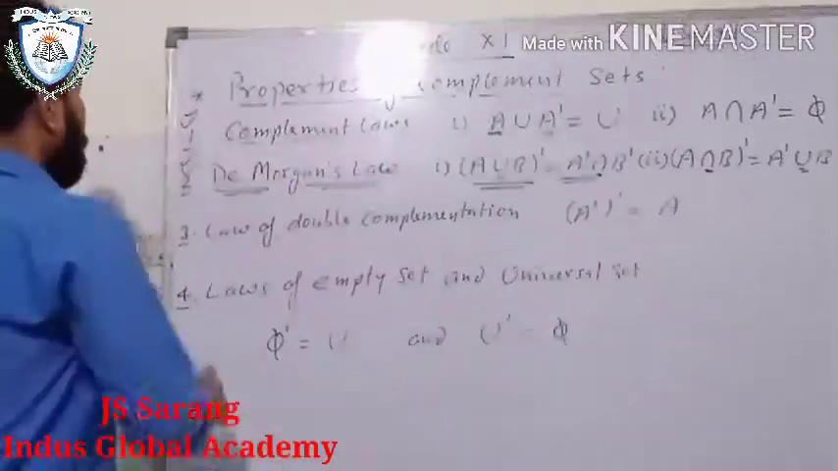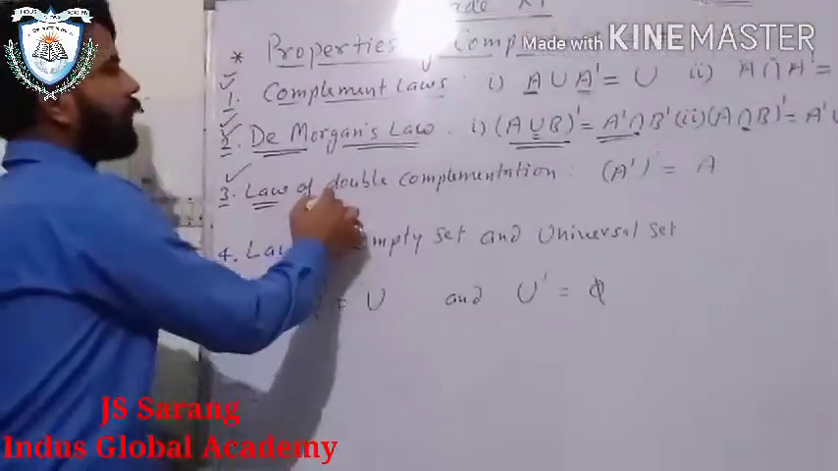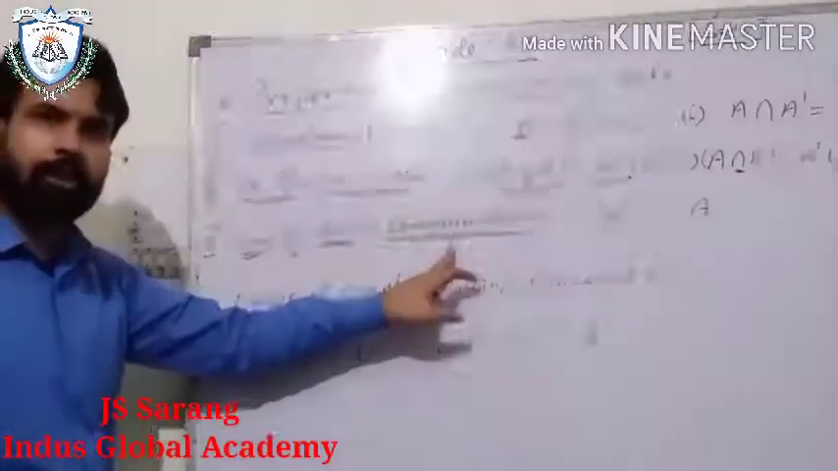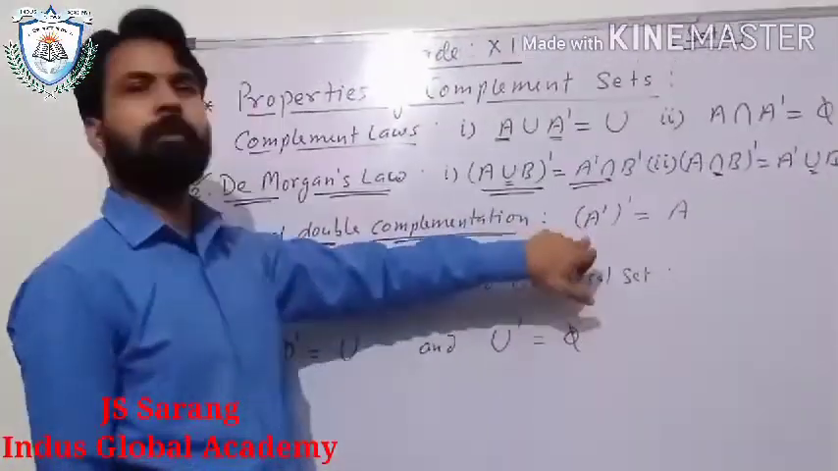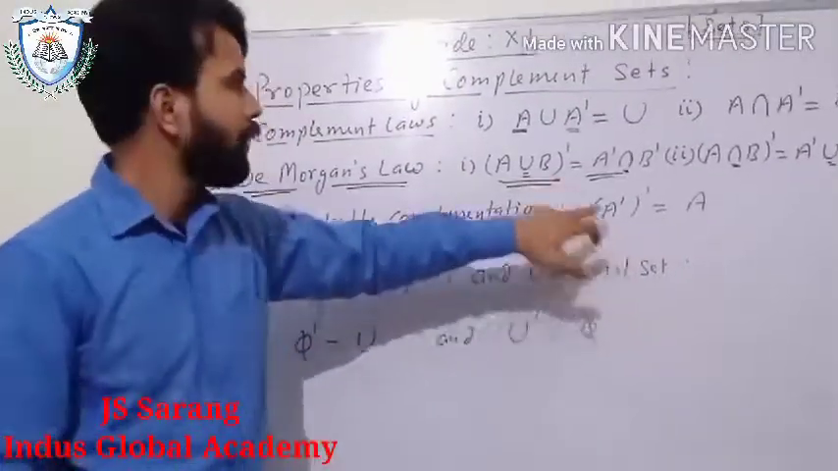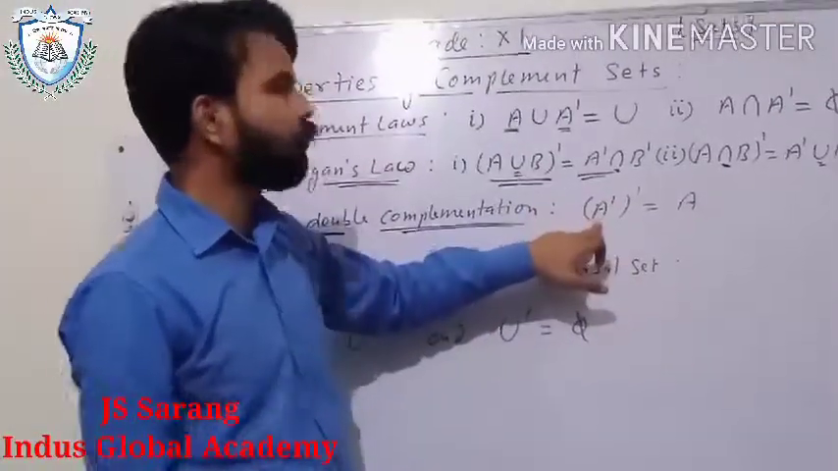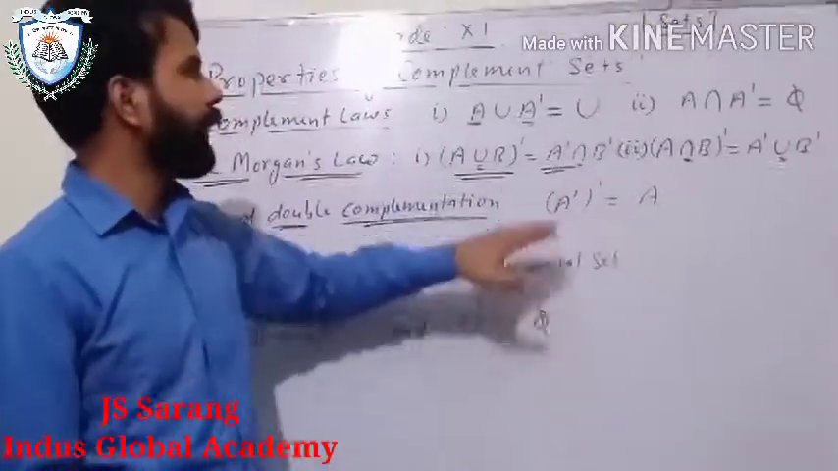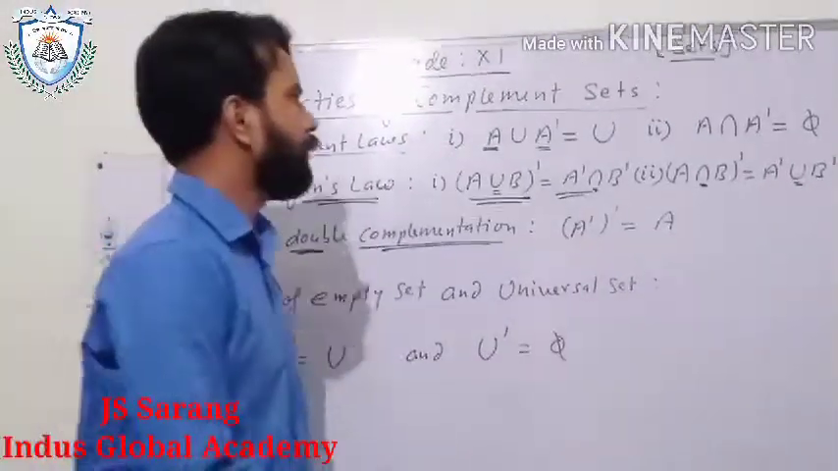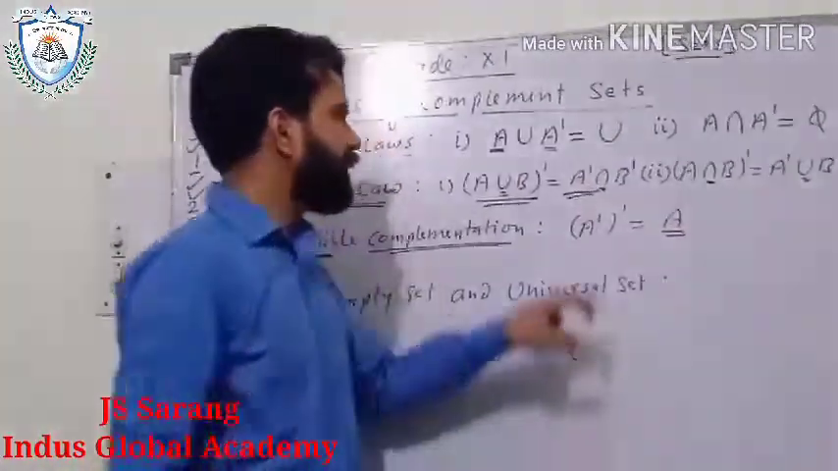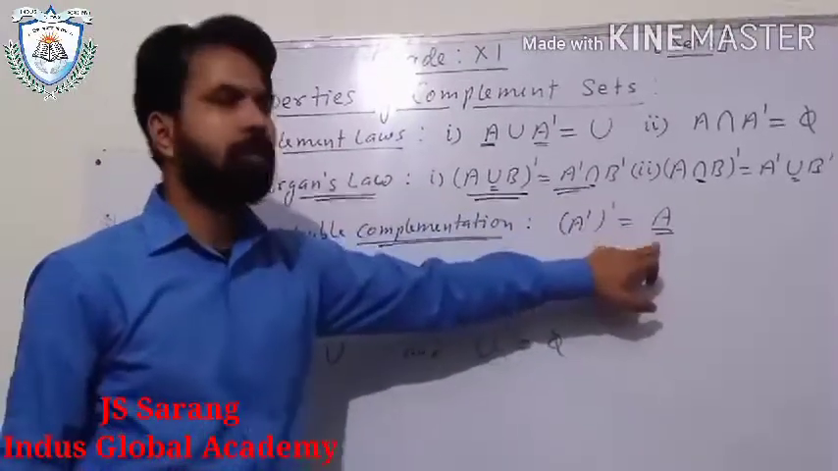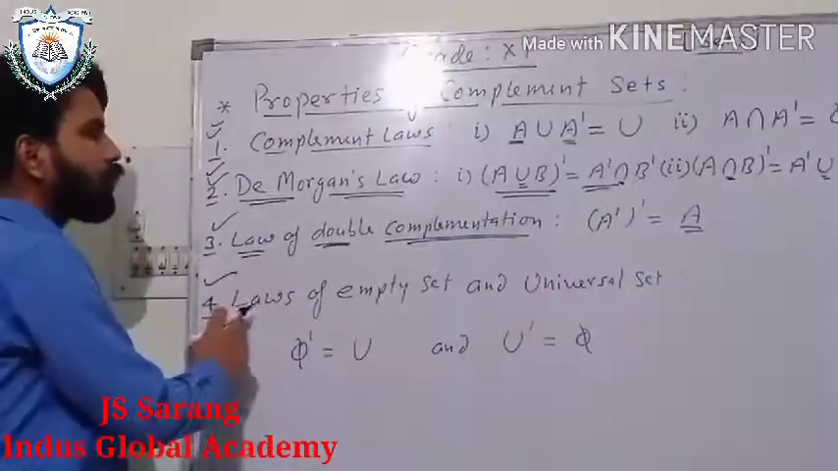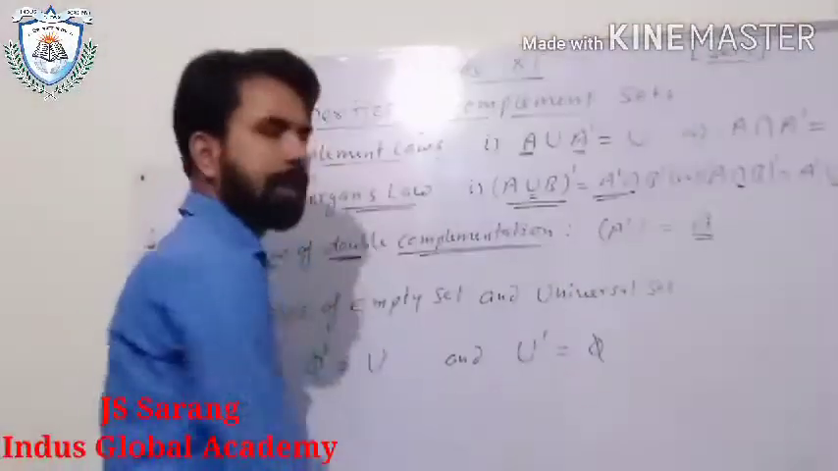Clear? Third is the law of double complementation. If we want to find the double complement of any set, that means the complement of A complement, then we will get the set itself. Means the complement of A complement gives you A only. Got it? Next is laws of empty set and universal set.